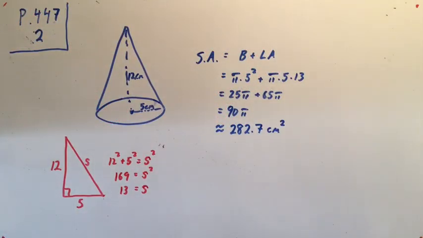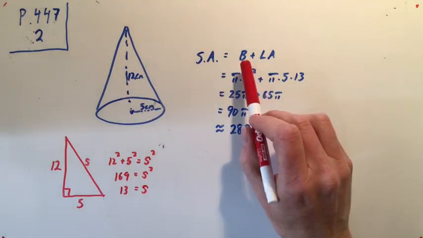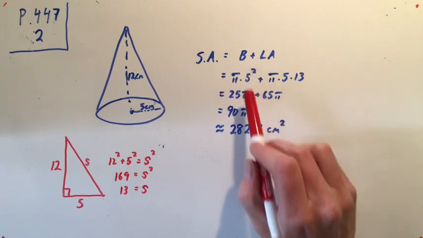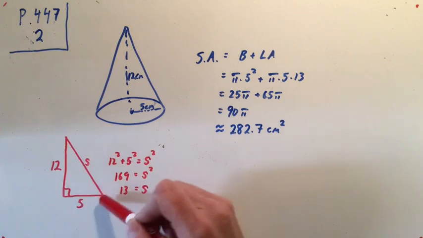Okay, in the second one, they're asking for the surface area of a cone again, but they make it a little bit harder this time because they don't actually give us the slant height. They give us the height. We're going to use that same formula, which is going to be pi r squared plus pi r slant height, but we need to calculate the slant height. So we use the Pythagorean theorem.